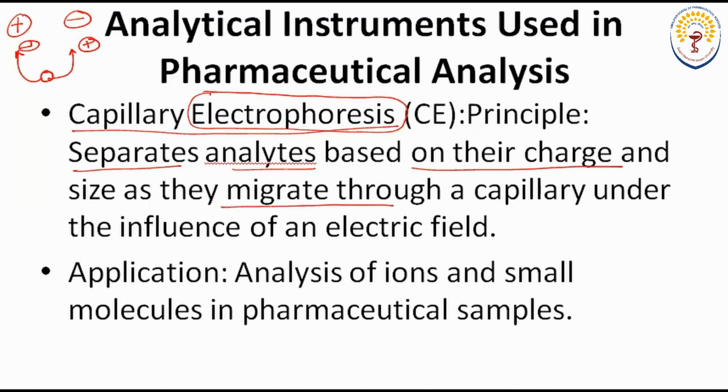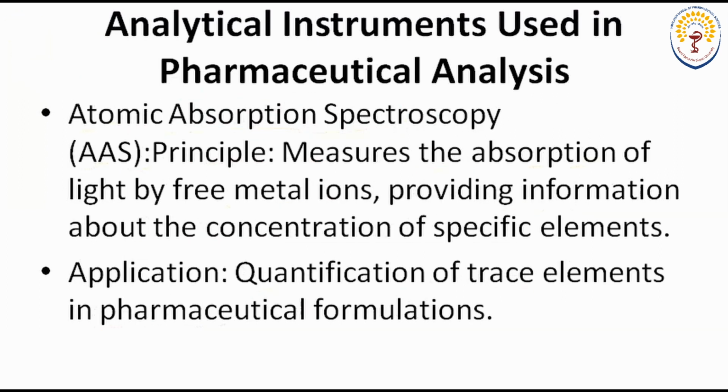They will migrate through the capillary, and there will be an electric field applied here, as you can see. Due to the influence of the electric field, the positive ion will go to the negative electrode, and the negative ion will go to the positive electrode, and then they will get accumulated at the respective electrode, and we can identify these compounds. So analysis of ions and small molecules can be done by electrophoresis.